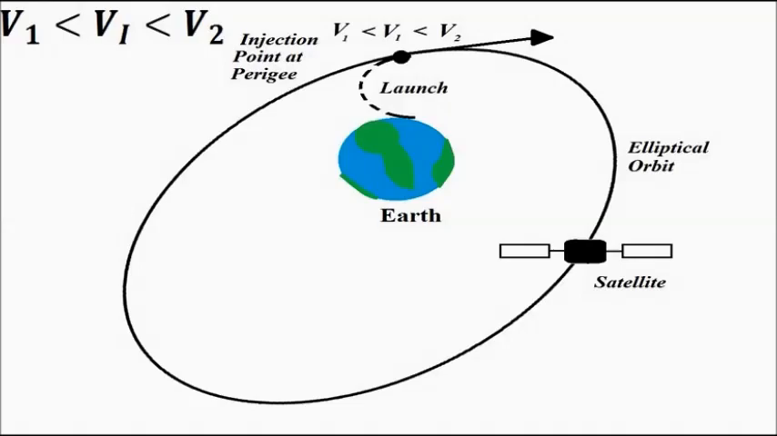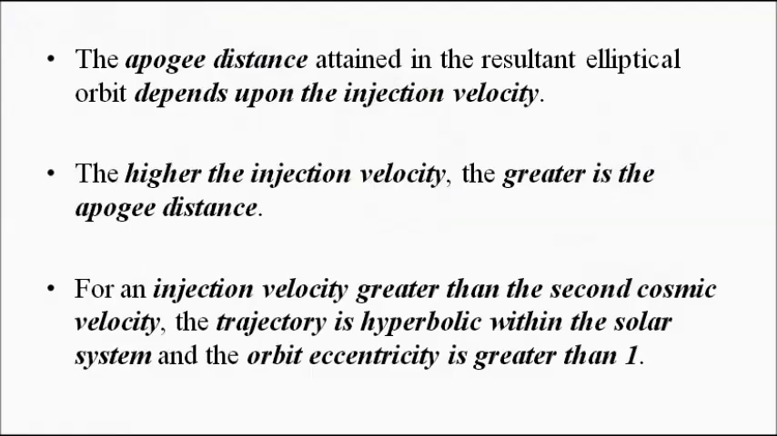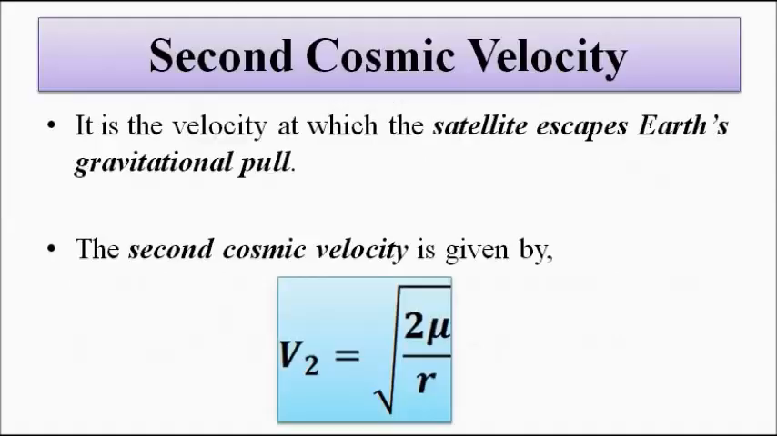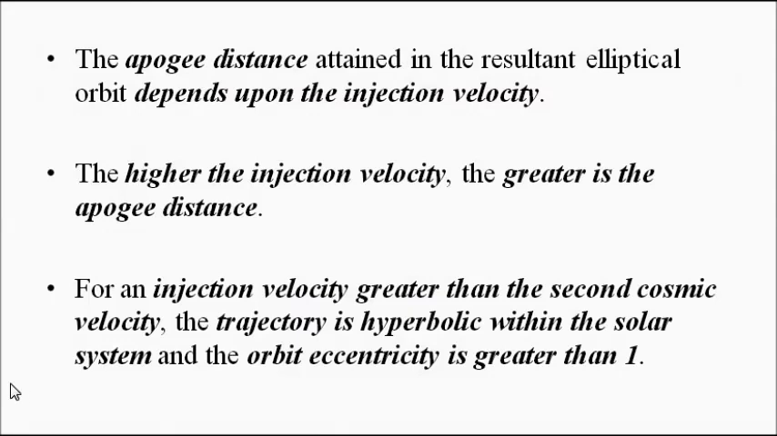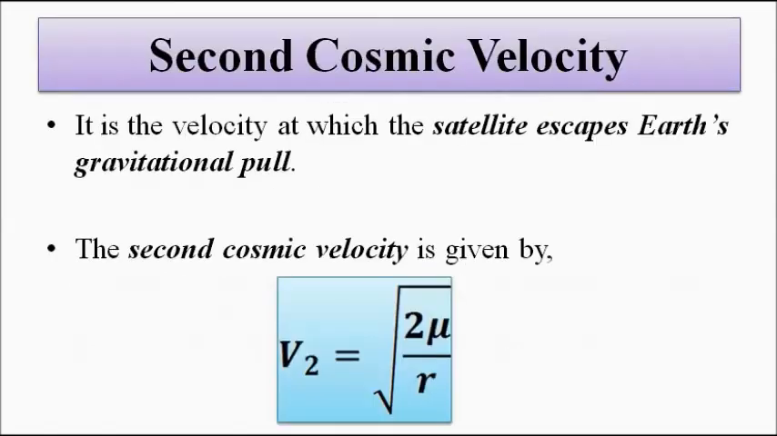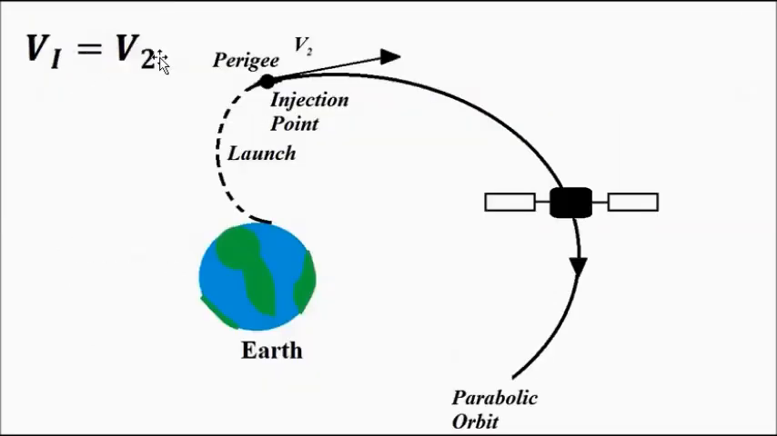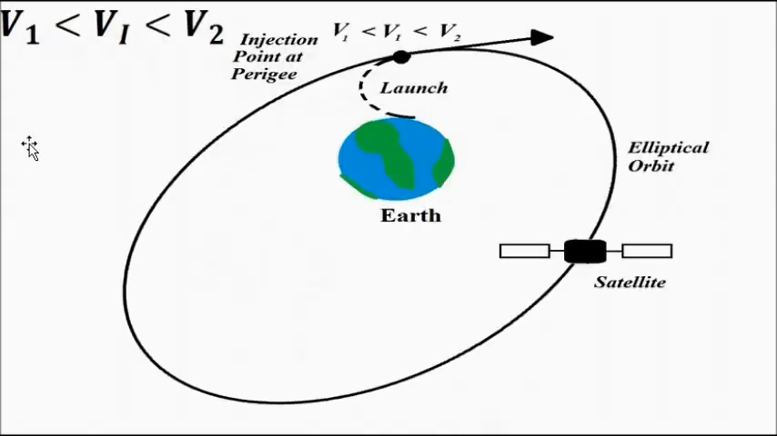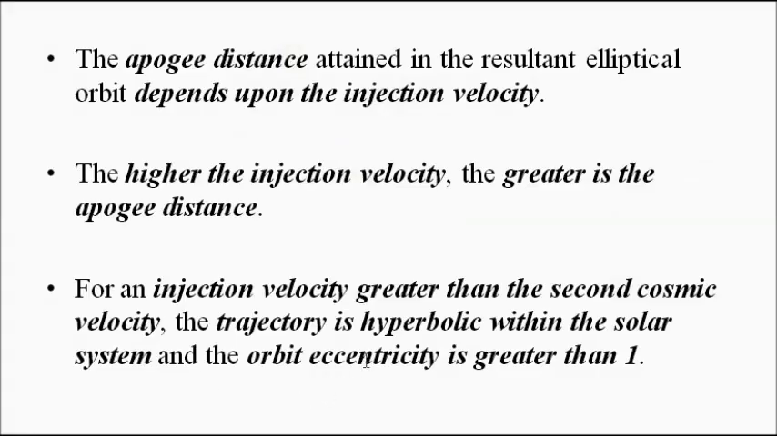Now, when the injection velocity is greater than this second cosmic velocity, in that case the satellite orbit will become hyperbolic within the solar system, with eccentricity greater than 1. This is when the injection velocity is greater than the second cosmic velocity. So we have discussed the second cosmic velocity: what happens when the injection velocity is equal to the second cosmic velocity, when it is in between the first and second cosmic velocities, and when it is greater than the second cosmic velocity.